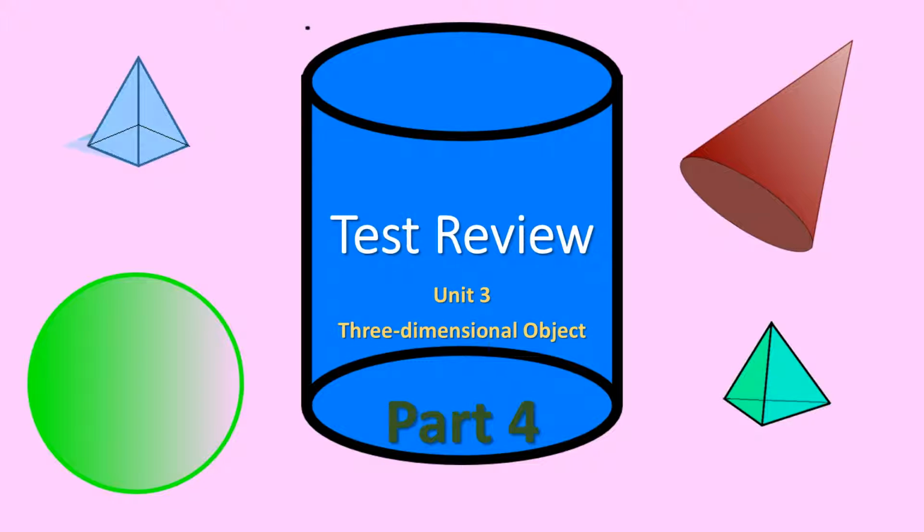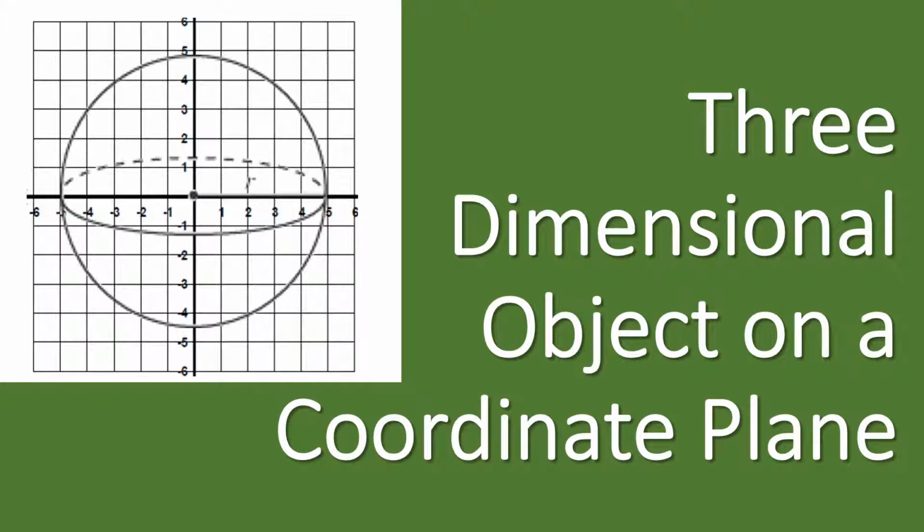Part 4 of this test review for Unit 3, three-dimensional figures. This time we're going to have three-dimensional objects on a coordinate plane. Looks like I got a sphere on a coordinate plane over there, doesn't it? Well, let's look at our first problem.